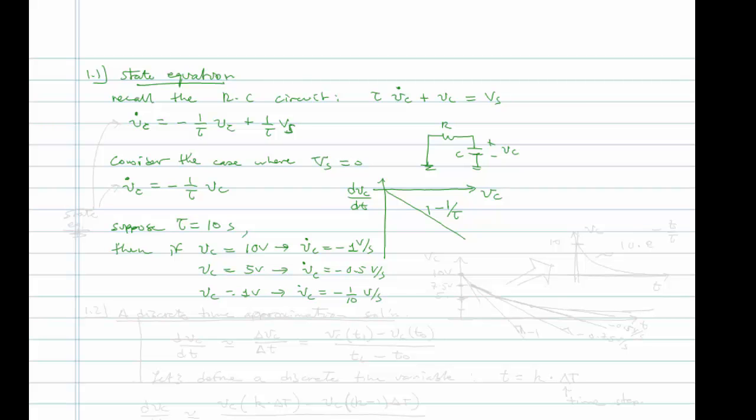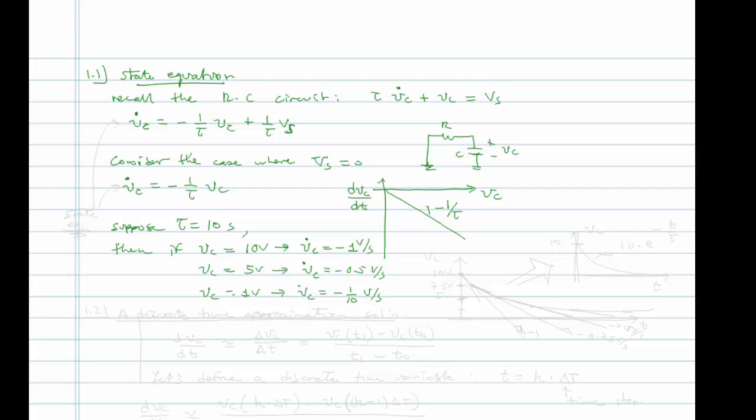So what it's telling us is that the rate at which the capacitor voltage is changing is proportional to the actual voltage on the capacitor. When you have a large voltage on the capacitor, the voltage will tend towards zero more quickly. But as it approaches zero, the rate at which it continues to approach zero slows down.